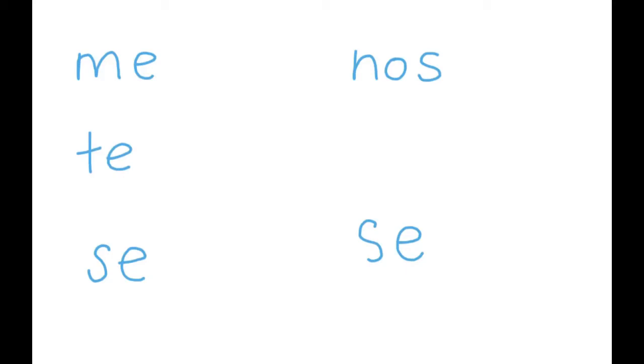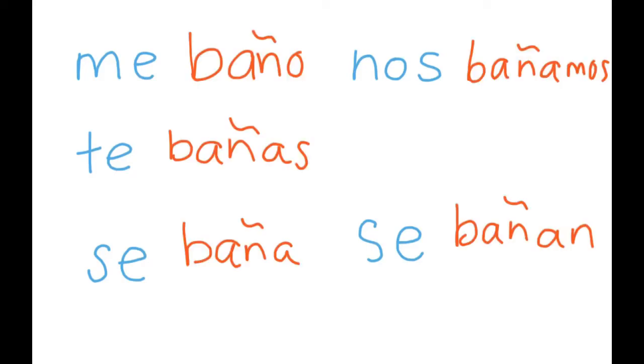What do we need? When we see a se like that, it means that every time we conjugate a verb, we're going to need a me, te, se, nos, or se, and it's different for different conjugations. So if we were to take a verb like bañarse and conjugate, we'd say me baño, te bañas, se baña, nos bañamos, and se bañan.